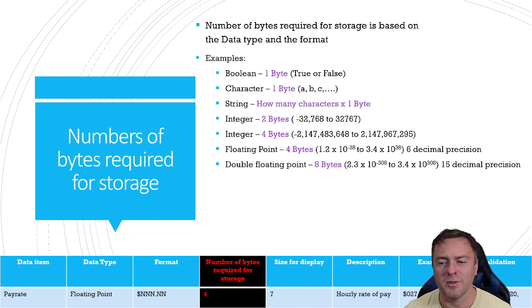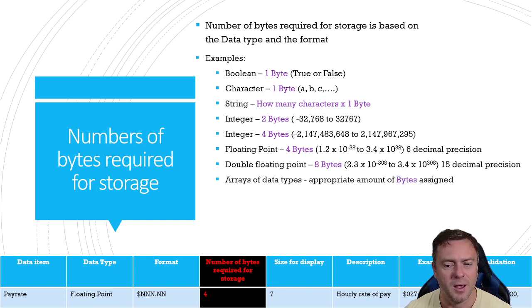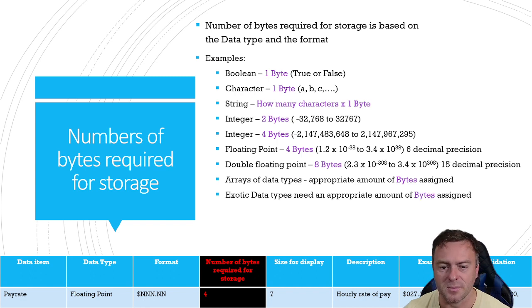Floating point and double floating point also have a precision issue. For floating point, it's only accurate to 6 decimal places, and for double floating point, it's only accurate to 15 decimal places. And that's that scientific notation that you might have seen before. You then have arrays of data types, which are assigned the appropriate bytes. And then you've got exotic data types that need to work out how many bytes need to come with them.